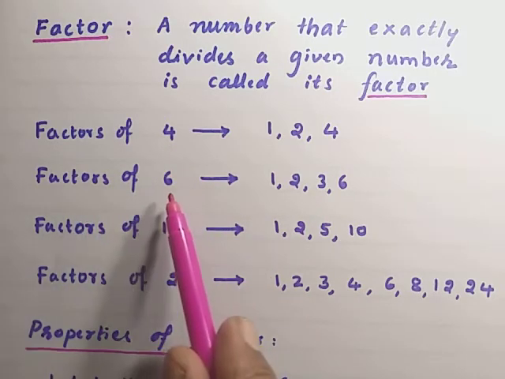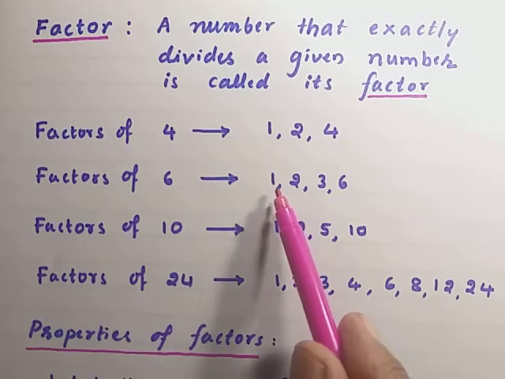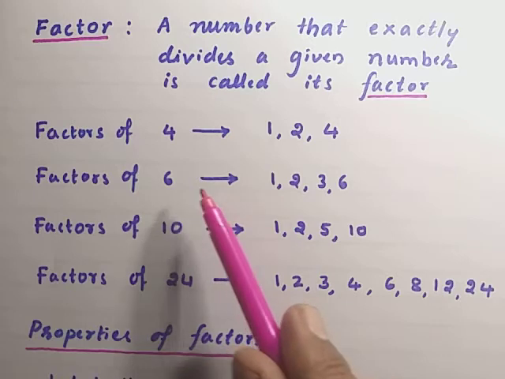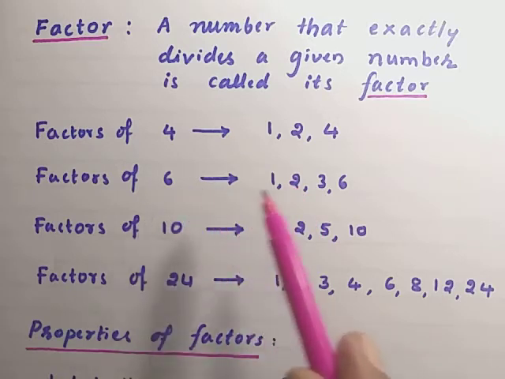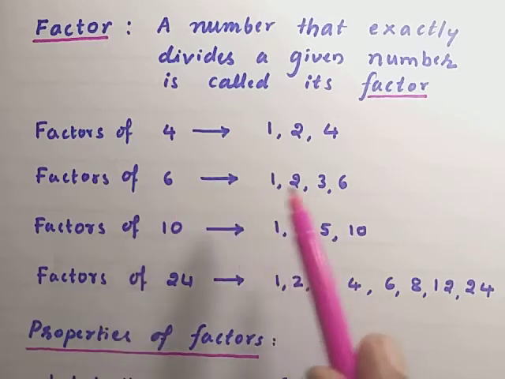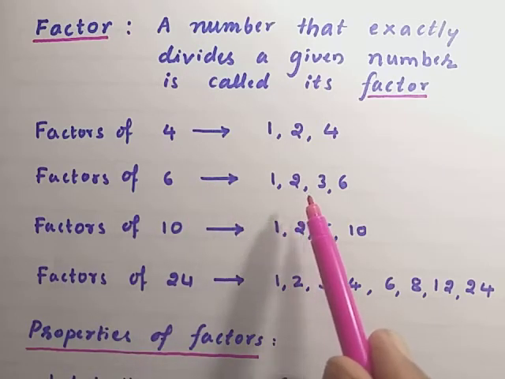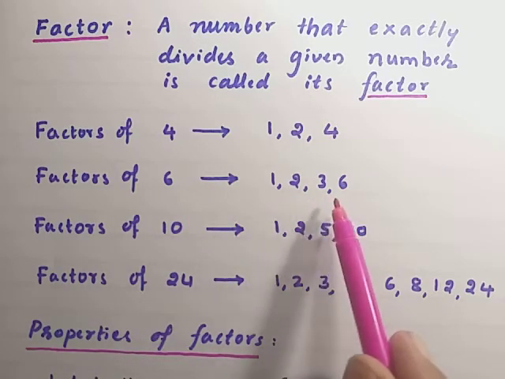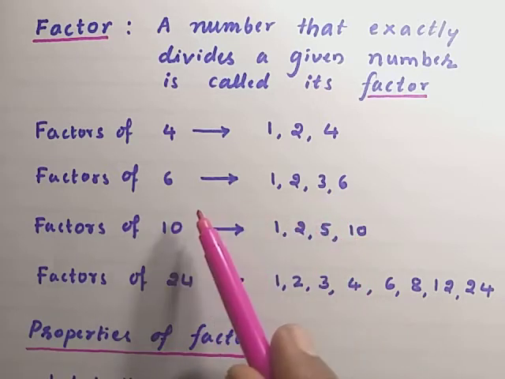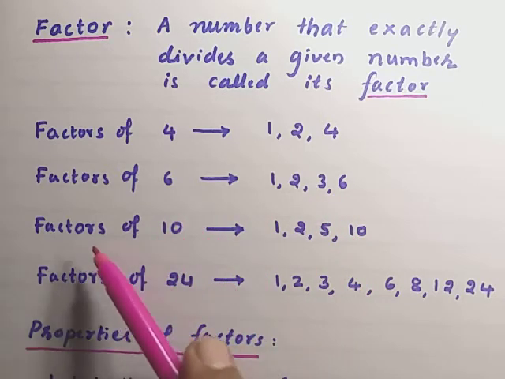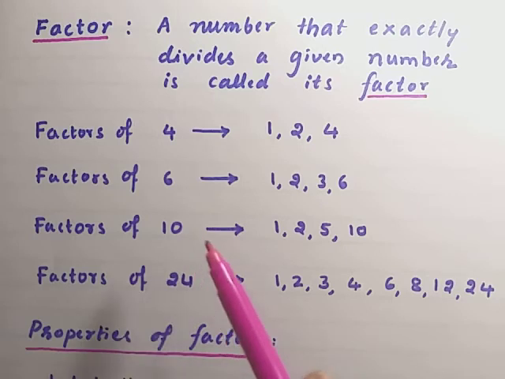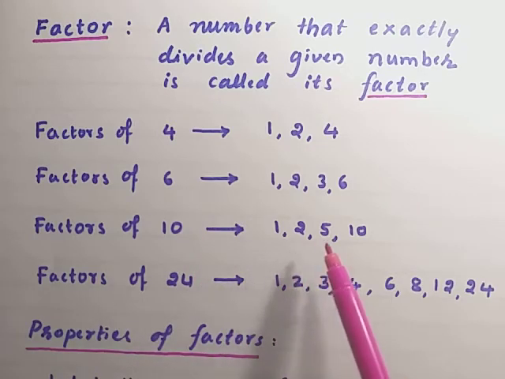Similarly, factors of 6. Let us start with 1. 1 divides 6, 2 divides 6, 3 divides 6, 6 divides 6. Therefore, 1, 2, 3, 6 are the factors of 6. Factors of 10 will be 1, 2, 5, 10.